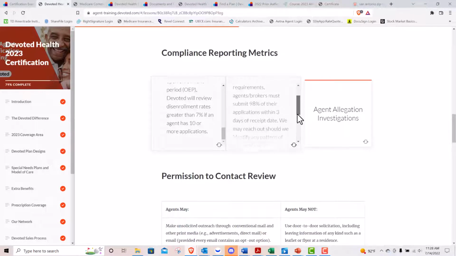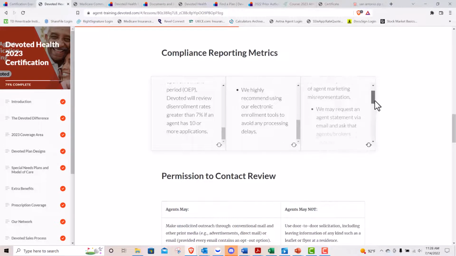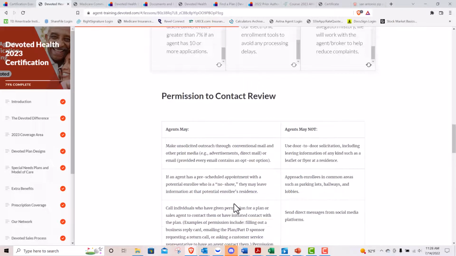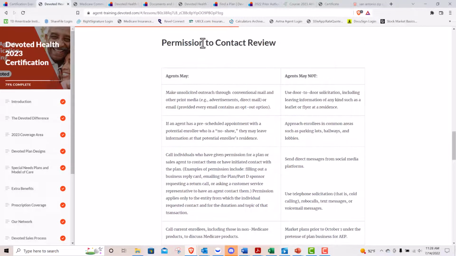Okay. All right. So you must submit within 3 days of receipt. So use the online electronic if possible. So if someone has a case against you, founded, unfounded, inconclusive, please make sure you are doing what's best for your client at all times, and make sure the client knows exactly what you're doing for them and exactly what they are doing when it comes to enrolling. Permission to contact. Everyone should know all of these things, okay?